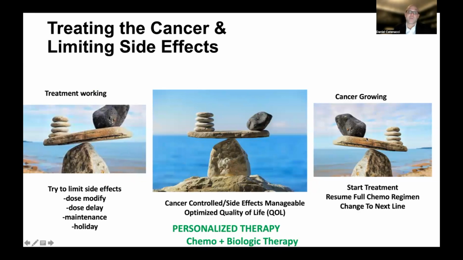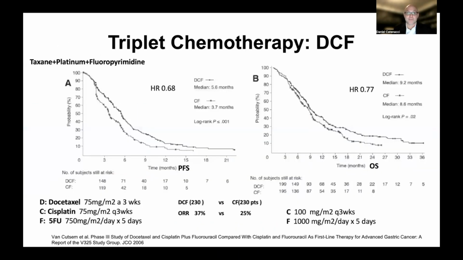And in the setting of where the cancer is growing, where we initiate therapy, or if we're already on therapy, say a maintenance regimen, we resume full chemotherapy regimens, or if you're already on a full chemotherapy regimen and it stops working, we change to the next line. And so this balancing act is really at the forefront in terms of what the oncologist is thinking with each visit with you, how we can optimize the outcome in terms of benefits, but limit the side effects.